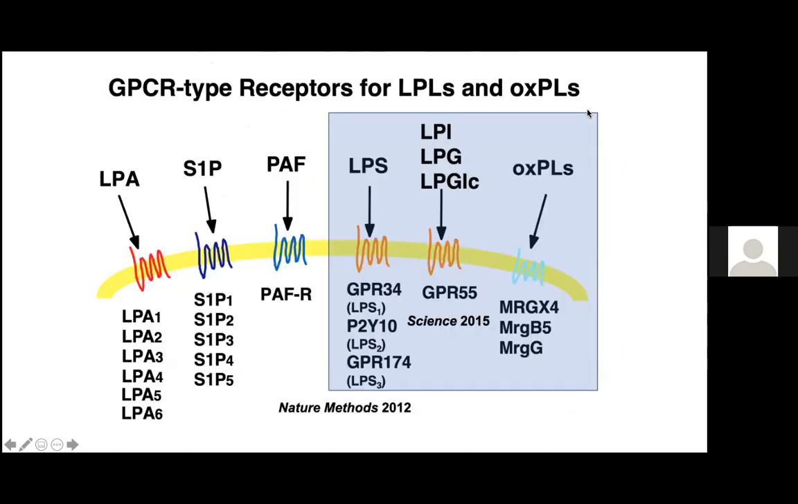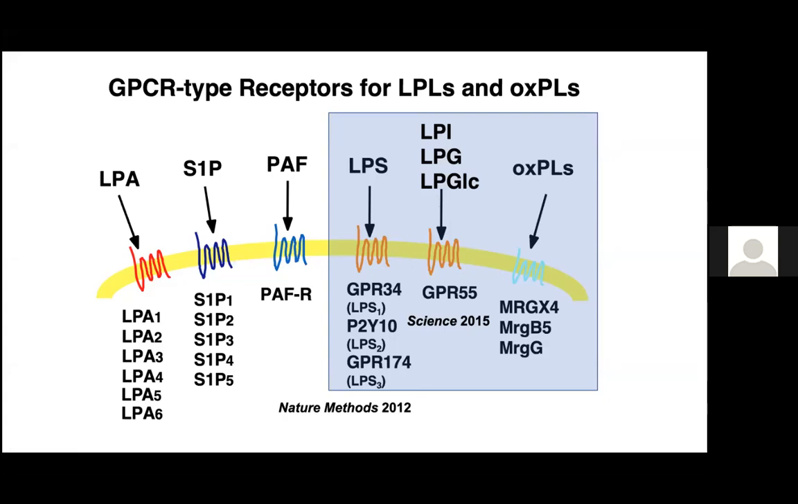So in the past decades, novel GPCRs that specifically react with glycerol lysophospholipid have been identified. These include receptors for sugar containing lysophospholipid and serine containing lysophospholipids. For example, GPR55 is activated specifically by sugar containing lysophospholipids, such as phosphatidyl inositol, LPI, phosphatidyl glycerol, and glucose containing lysophospholipid, LPGlc.